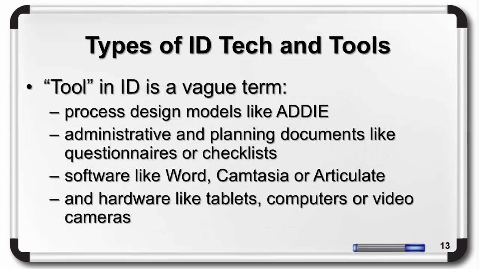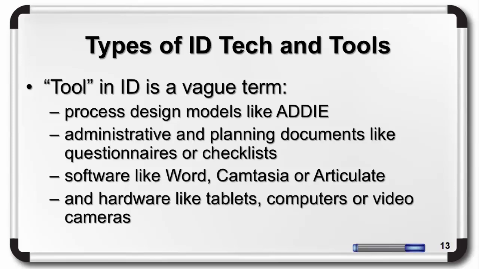We are now going to shift away from defining educational technology to looking at types and examples of the tools and technologies used in the design process. The word tools is fairly vague in instructional design literature. For example, you may find the following being referred to as tools: process design models like ADDIE, administrative and planning documents like questionnaires or checklists, software like Word, Camtasia, or Articulate, and hardware like tablets, computers, and video cameras.